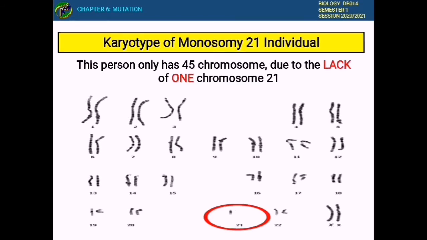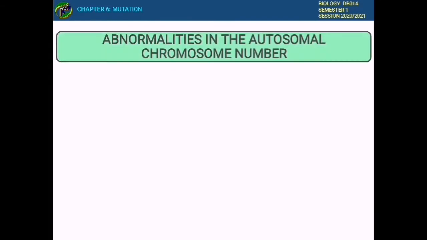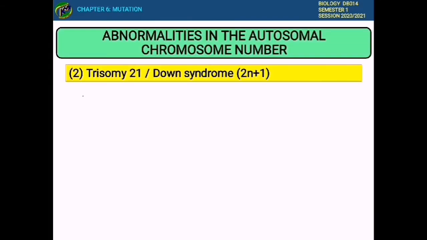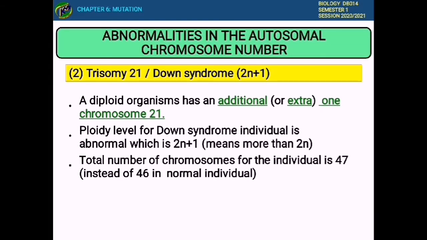Alright. So this is the karyotype of a monosomy 21 individual. This person only has 45 chromosomes due to the lack of one chromosome number 21. So you can see here chromosome number 21 only has one chromosome. So let's move on to trisomy 21 or Down syndrome.